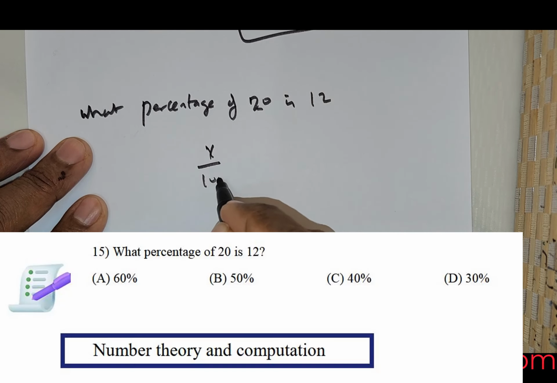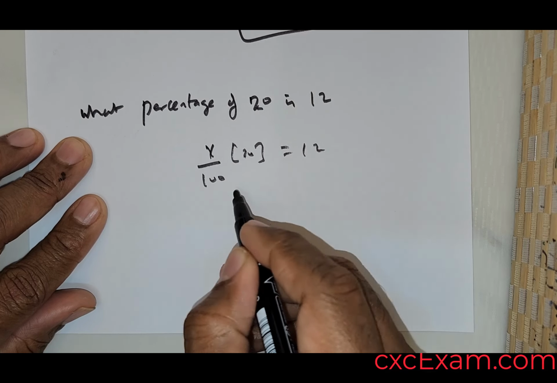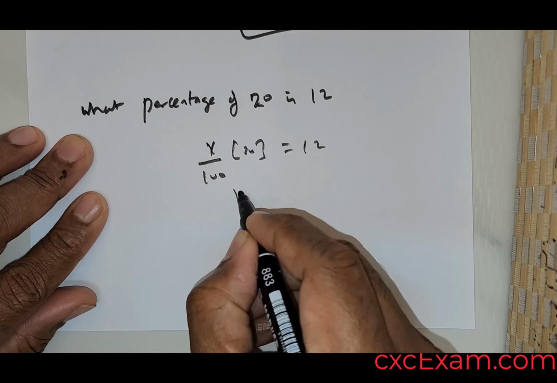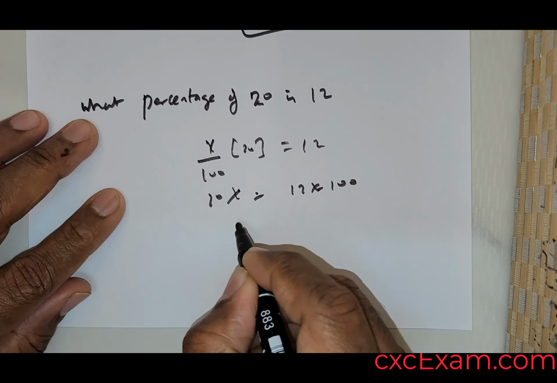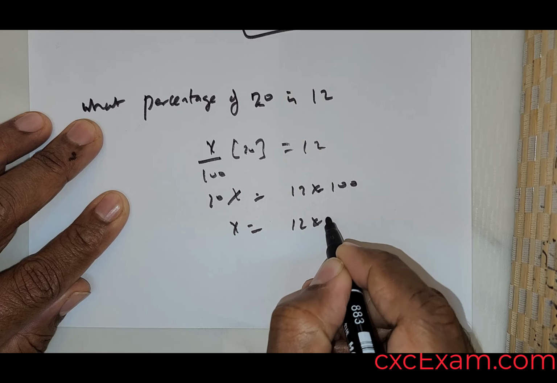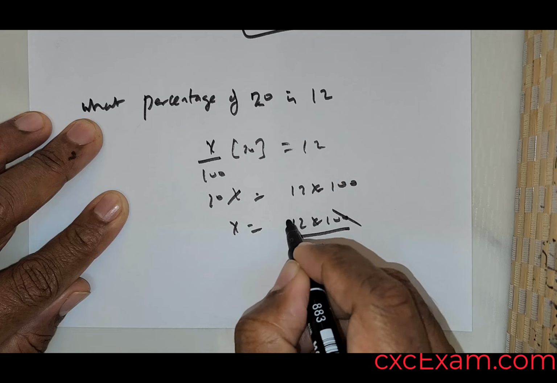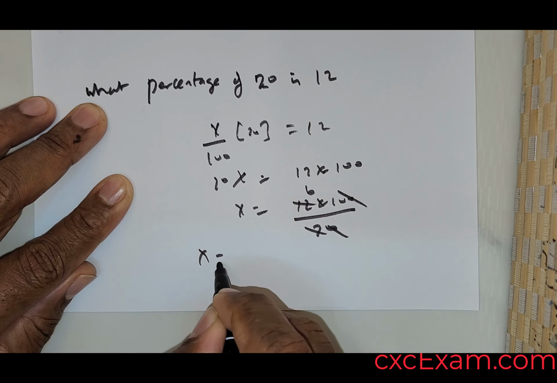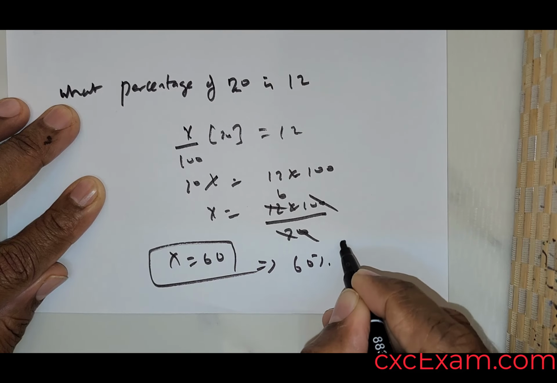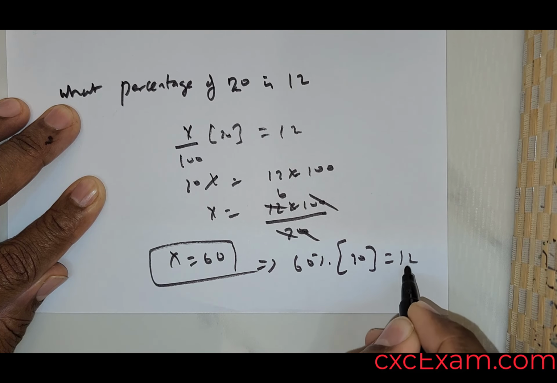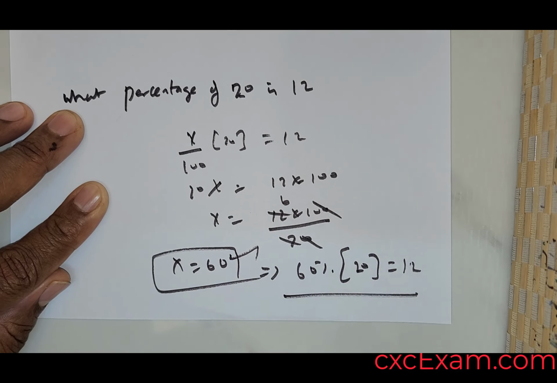Now the question is, what percentage of 20 is 12? So they're asking us to find what percentage of 20 is 12. So this is how you need to formulate. This is going to be 20 times x is equal to 12 into 100. So x is equal to 12 into 100 divided by 20. So you can cancel the zeros. 2 divides here 6 times. 6 into 10 is going to be 60. So this means 60% of 20 will give you 12. Okay, so that's the understanding. So this is the answer to the question.